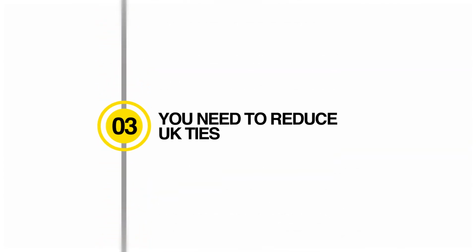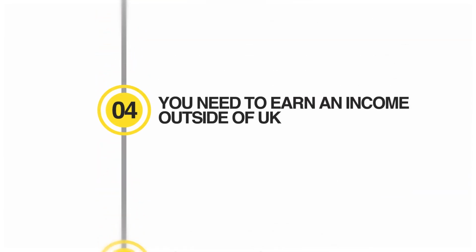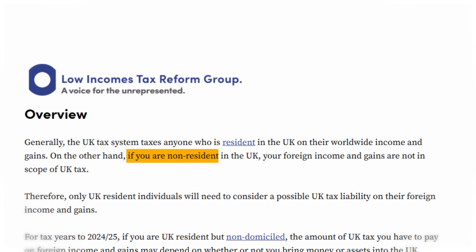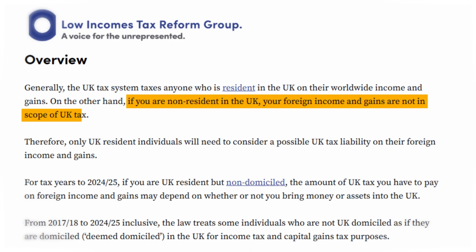Next, you need to reduce UK ties. This can include no longer having a main home in the UK, reducing or eliminating UK-based work duties, and in some cases, even relocating your family over to where you've relocated. The fewer ties you have in the UK, the stronger your non-residence position becomes. Then you need to earn an income outside of the UK. Once you're a non-UK tax resident, foreign income is generally outside the scope of UK tax, provided it is structured correctly and is not a UK-sourced income.